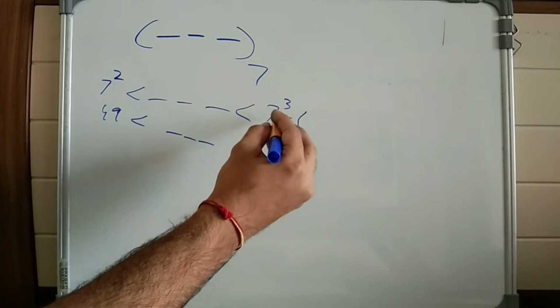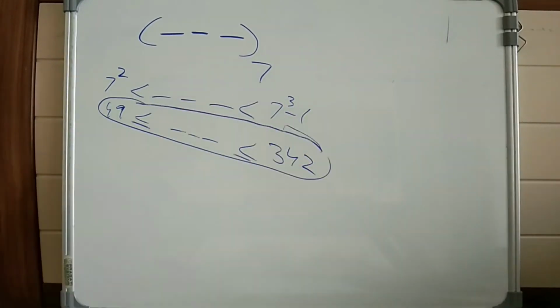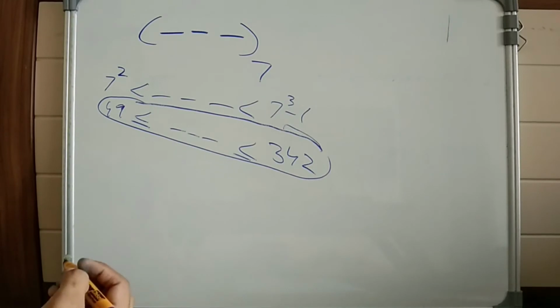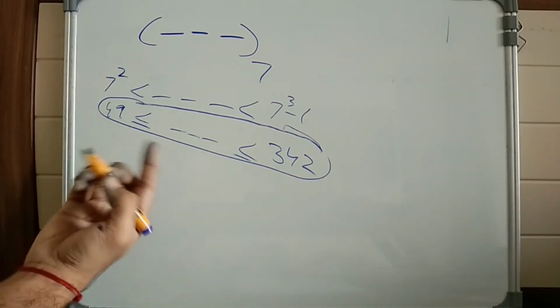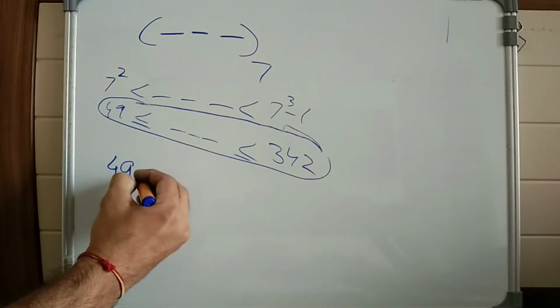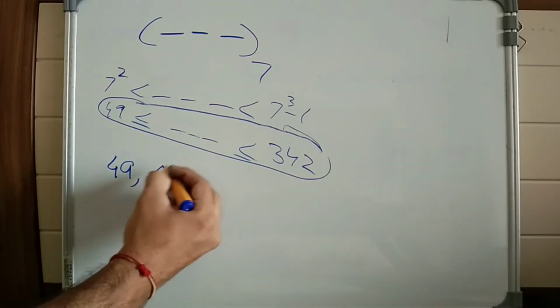And this is 343 minus 1, that is 342. Okay, so basically we get the range of the numbers. So now I have to look between these numbers and I have to look for the perfect squares. So what are the perfect squares starting from 49? 49 itself is a perfect square, right? So 49, and the next perfect square is 64.